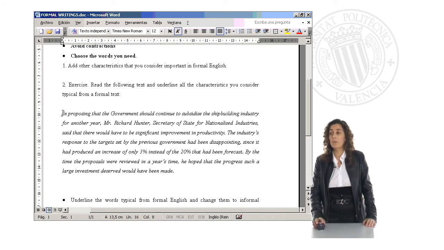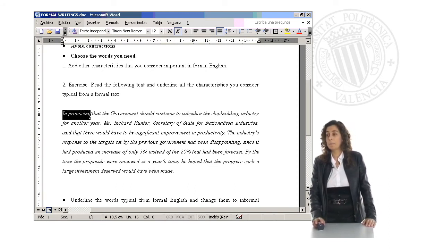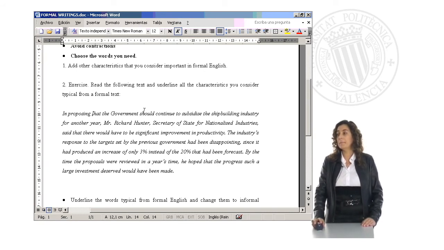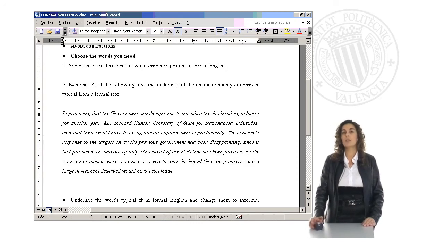For example, here at the beginning, we have the initial part of the structure of the sentence that is quite formal. In proposing that is quite formal. It's a formal way of communication, and the use of modals, in this case should, is quite formal because that means that you don't dare to say this quite directly. You prefer to say should do this, may. This kind of modals are quite preferred in formal English as they denote that you are being quite formal.